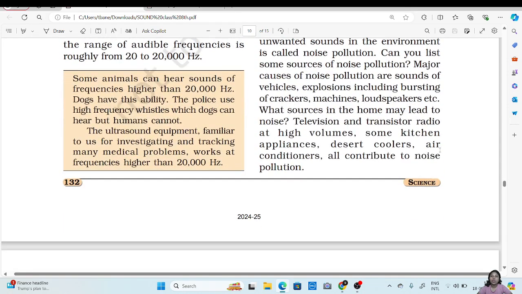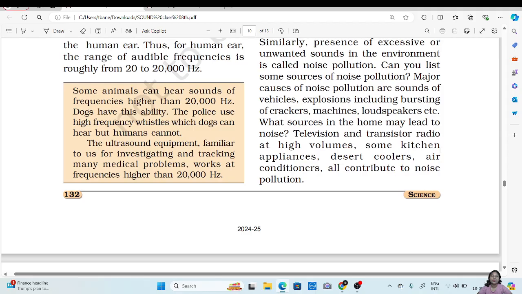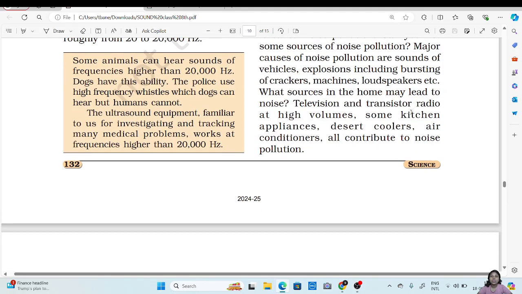So, major causes of this noise pollution would be what now? Crackers, machines, construction sites, loudspeakers, then some explosions and traffic honks and sounds like that are the sources of noise pollution. What sources in home may lead to noise?